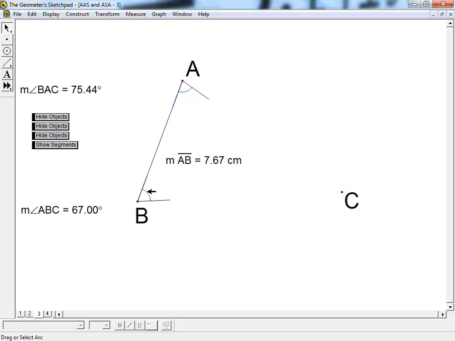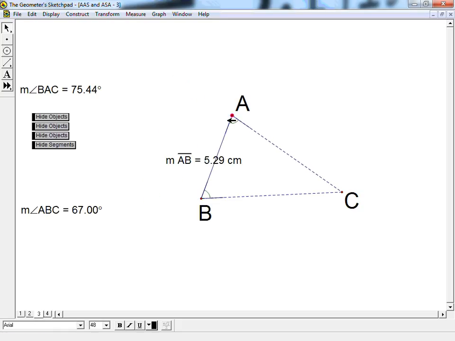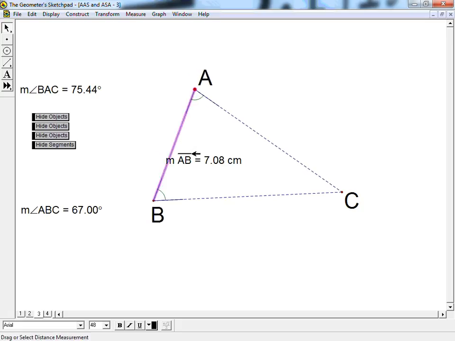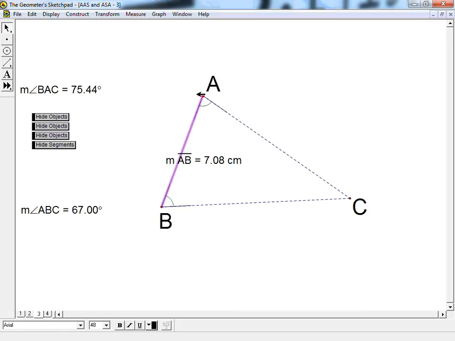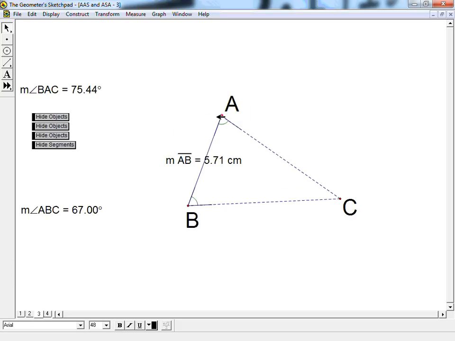So remember, for angle side, the side was not in between the angles. Now for side angle, the side is in between them. Obviously, we're dealing with a triangle, so let me connect these. So if I move point A, I notice my angles don't change, but the measurement of AB, the length that I was given, that point changes. We can see the segment AB changes.